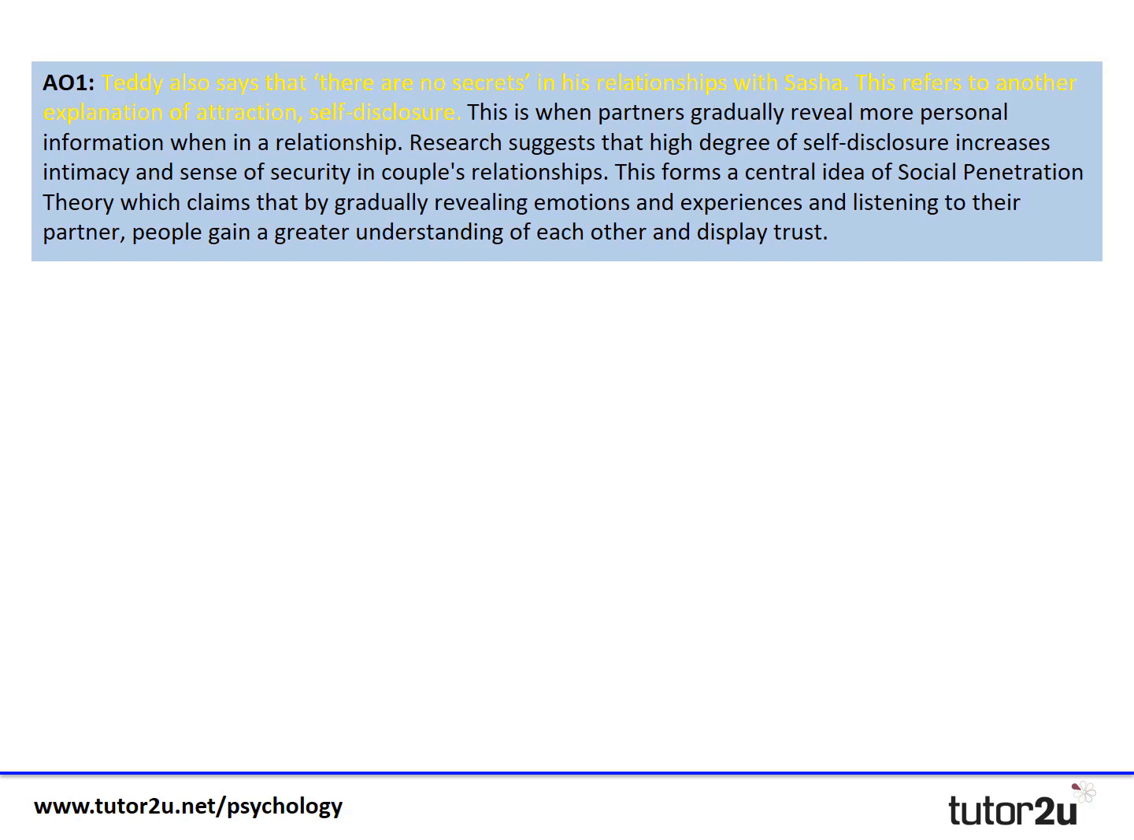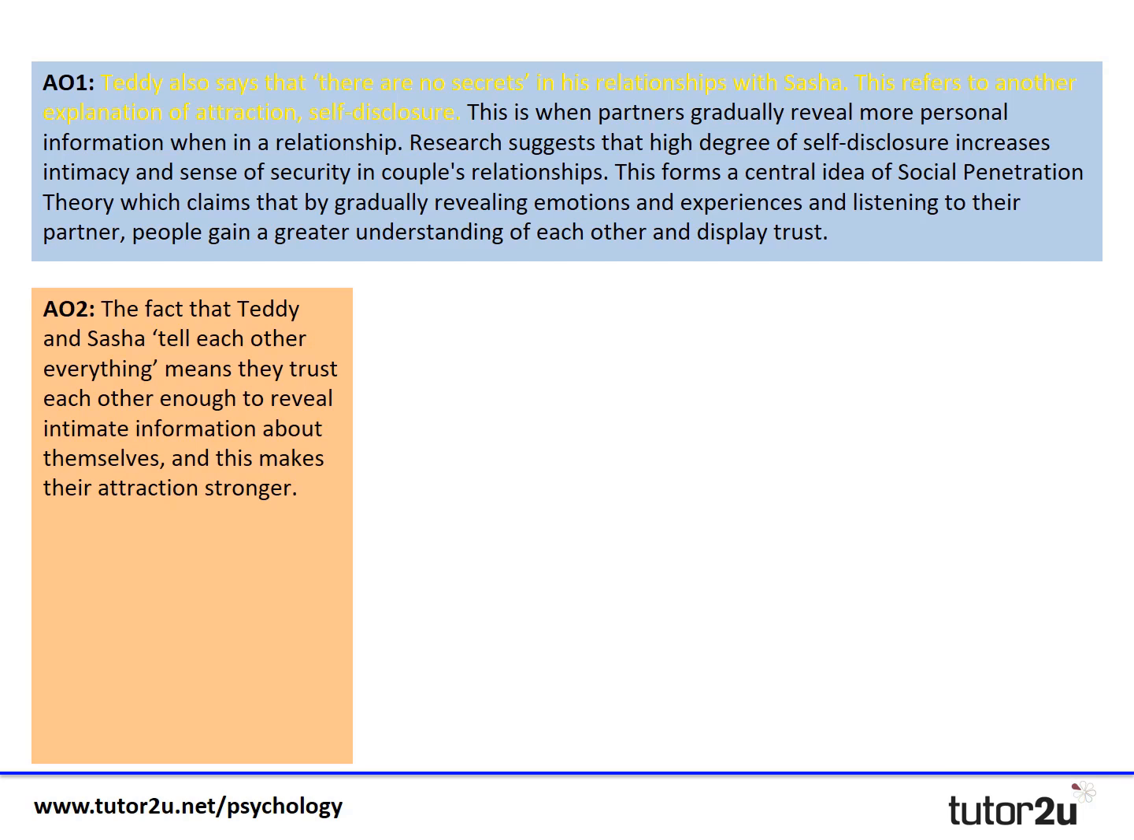This forms the central idea of social penetration theory, which claims that by gradually revealing emotions and experiences and listening to our partners, people gain a greater understanding of each other and start to display trust. I then do my application. I've said the fact that Teddy and Sasha tell each other everything means that they trust each other enough to reveal intimate information about themselves, and this makes their attraction stronger. And remember, this was an essay on attraction.